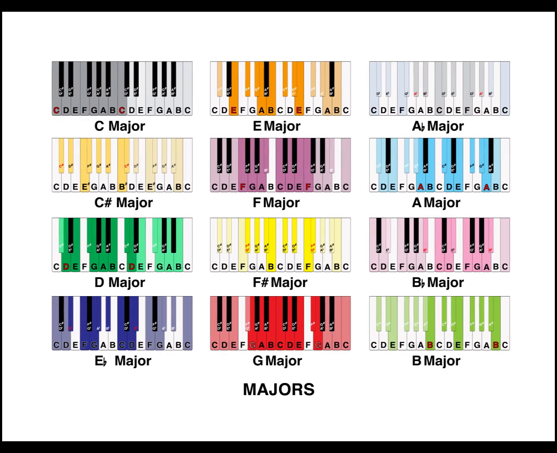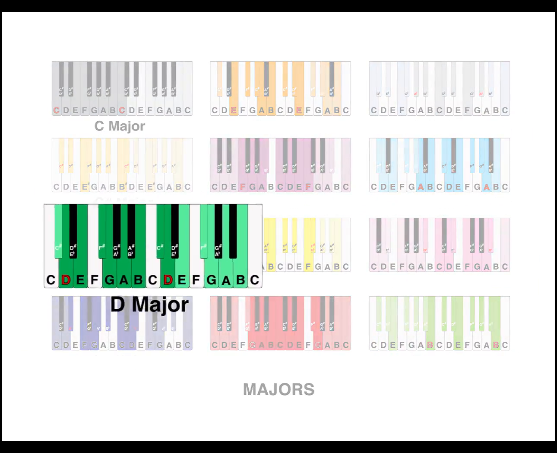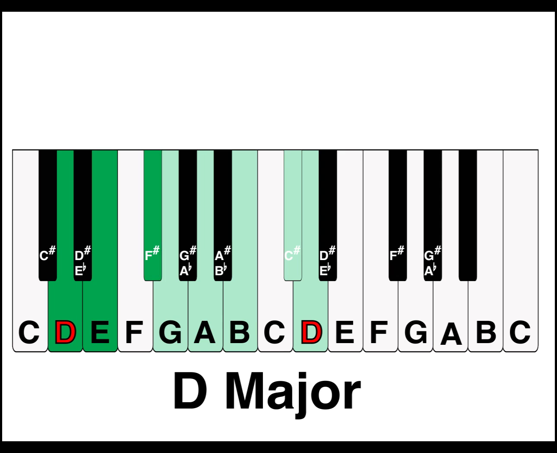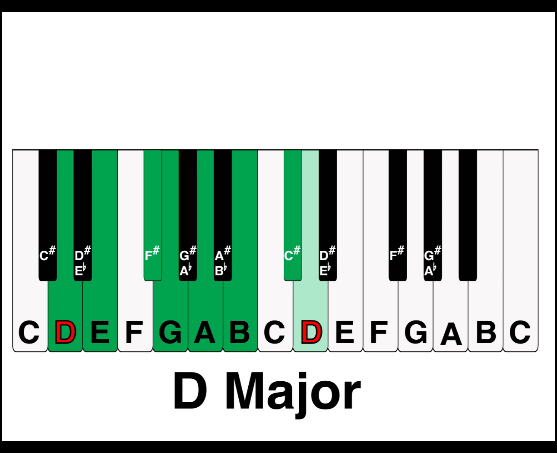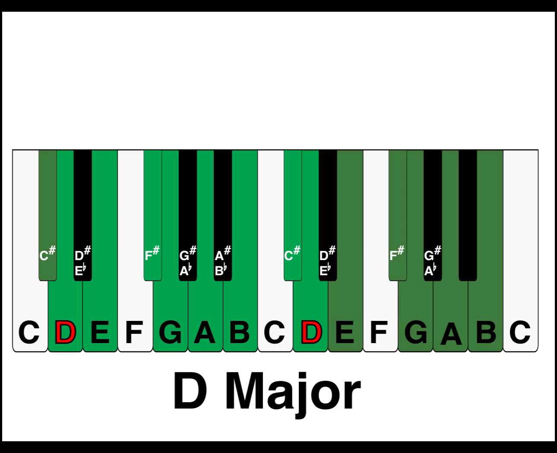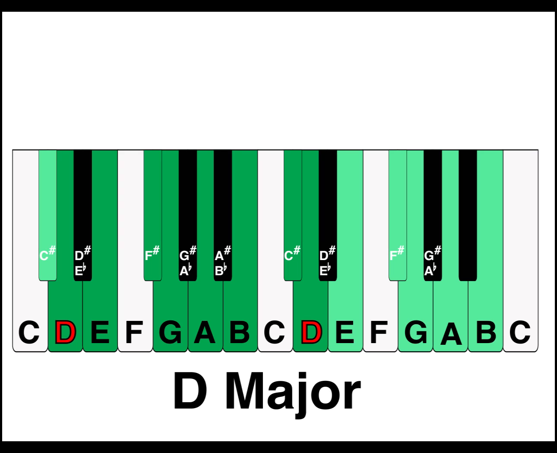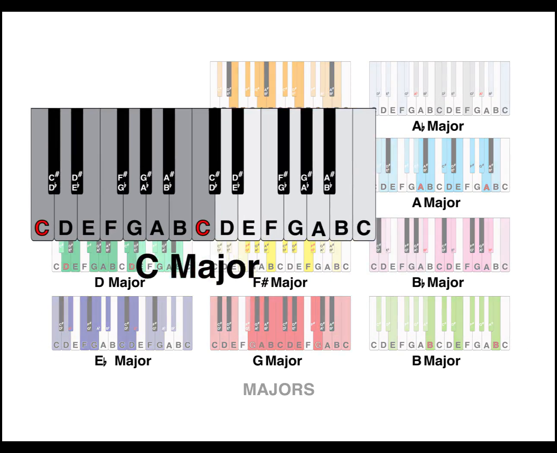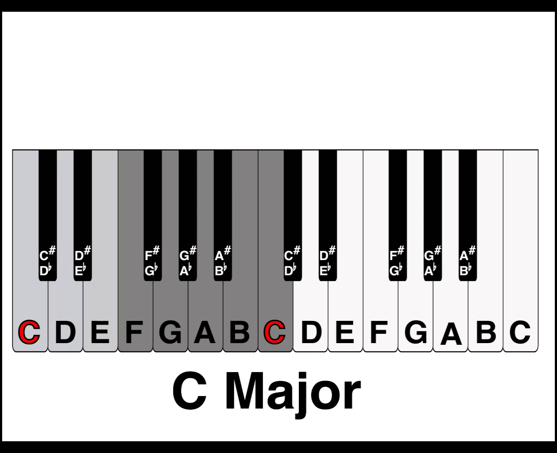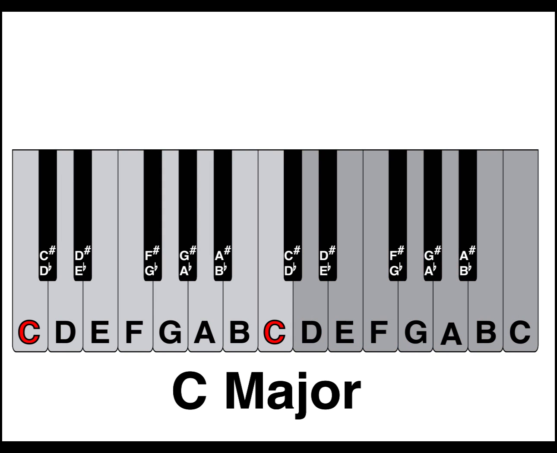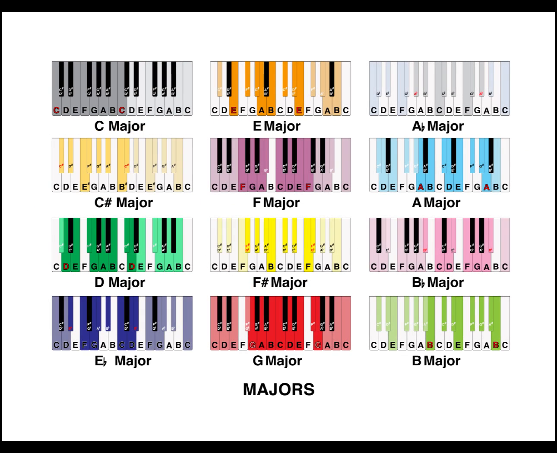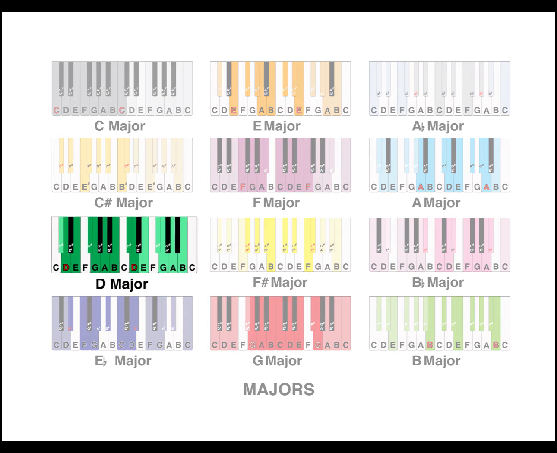Major scales have a happy sound, for example the D major scale, which is made up of 6 white keys and 2 black keys. By far the easiest major scale is the C major scale, which is simply made up of all the white keys. Each note has both a major scale and a minor scale.